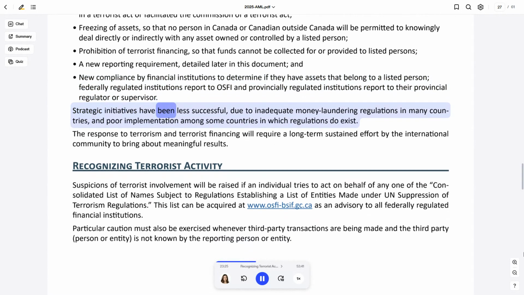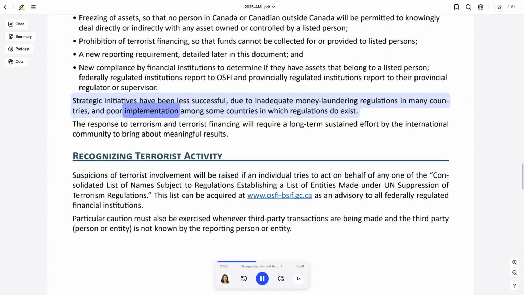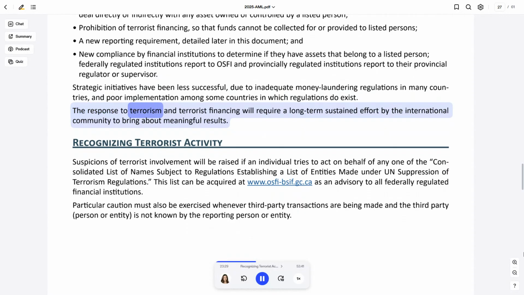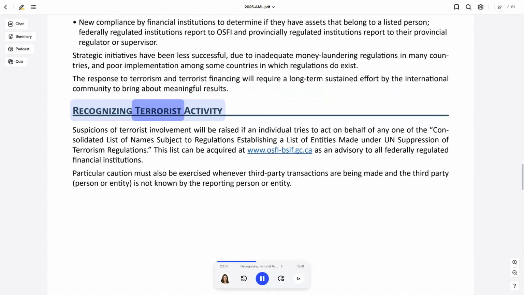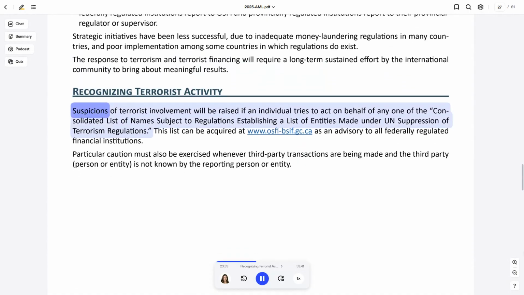Strategic initiatives have been less successful due to inadequate money laundering regulations in many countries, and poor implementation among some countries in which regulations do exist. The response to terrorism and terrorist financing will require a long-term sustained effort by the international community to bring about meaningful results.